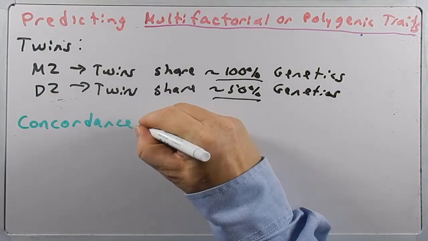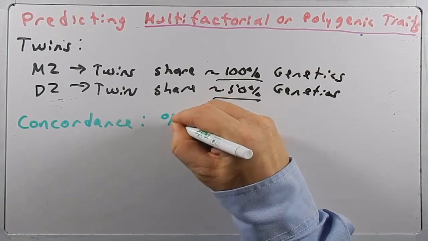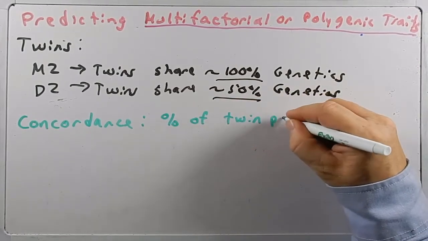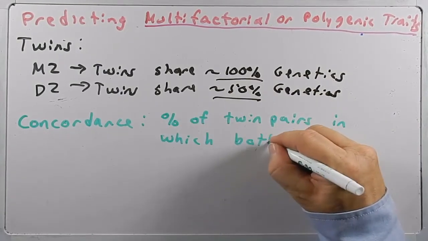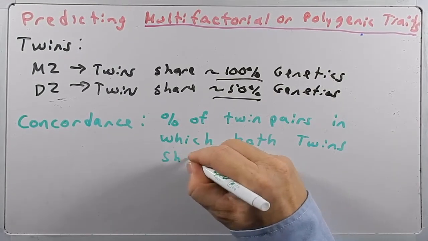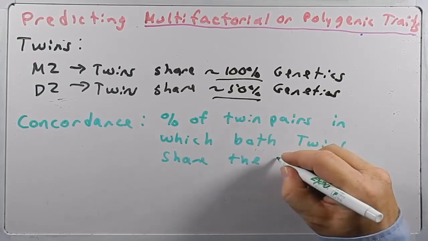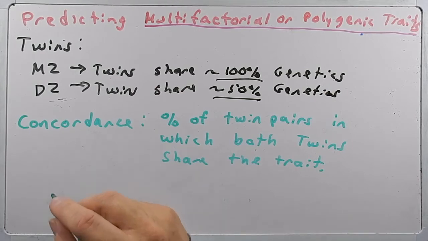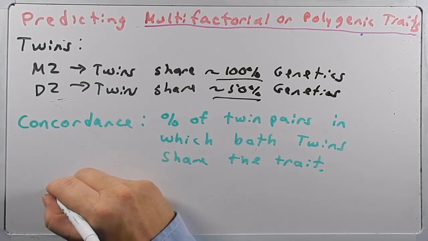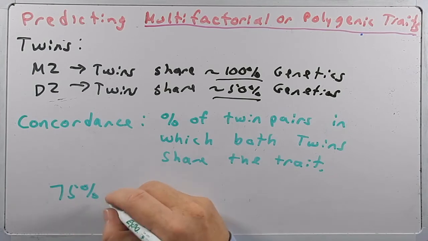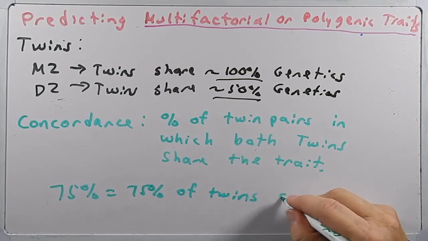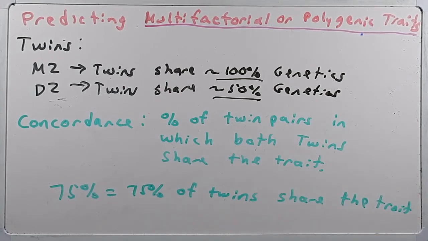For our purposes, we're going to say concordance is the percent of twin pairs in which both twins share the trait. So for instance, if a pair of dizygotic or monozygotic twins had a concordance value of, let's just make something up and say 75%, what that means is that 75% of twins in that study, in that population, share the trait. And likewise, 25% of those twins don't share the trait. One twin has it, but the other twin does not.